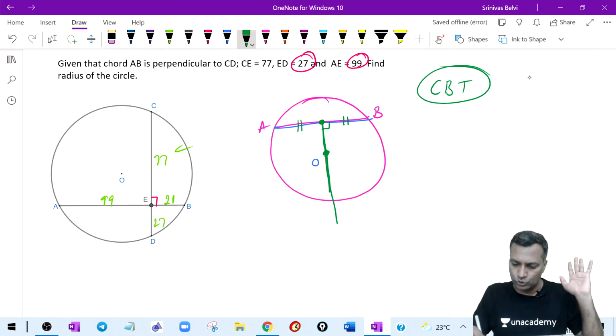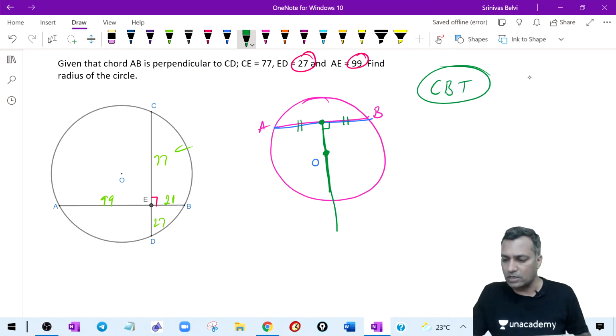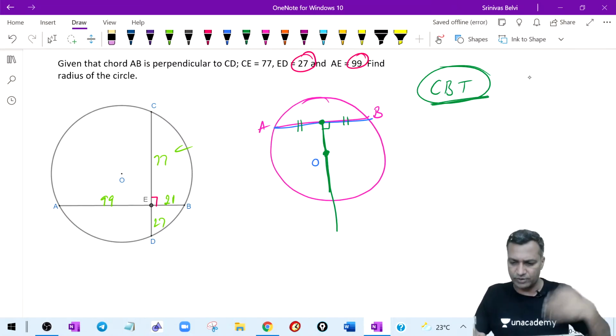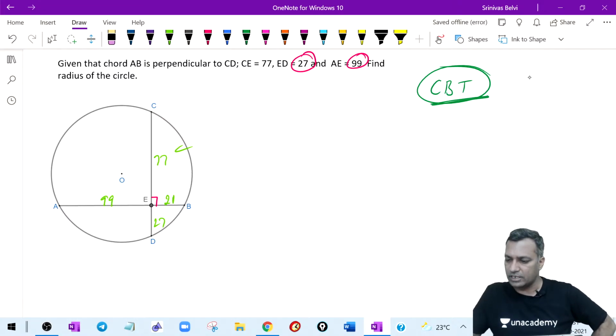That line goes through the center. So that's what I mean by the chord bisector theorem, and a little more, many other properties. We'll come to it as we progress. But this is one of the important properties. We also call this the chord bisector theorem.